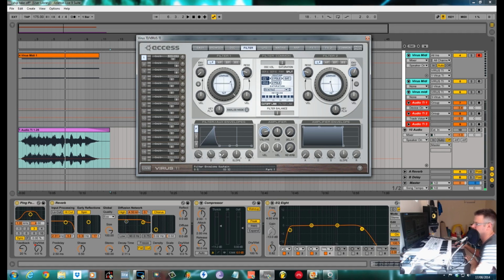The decay level around to about 1 or 2 o'clock. Sustain level at maximum. Slope dead center, so there is no slope, and the release dead center as well, sort of halfway, about 64.